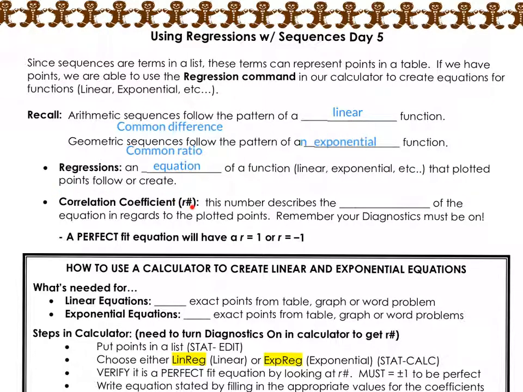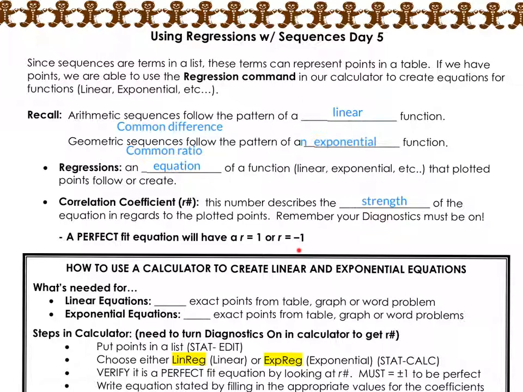Our correlation coefficient, the R number, describes the strength of the equation in regards to the plotted points. And remember that your diagnostics must be on in order to see that R number, which will tell us if it seems like a good fit or not. A perfect fit equation will have an R value equal to 1 or -1. Remember, that just tells us if it's a positive or negative relationship. But if it says 1 or -1, we at least know that it goes through the points that we've put in our calculator.